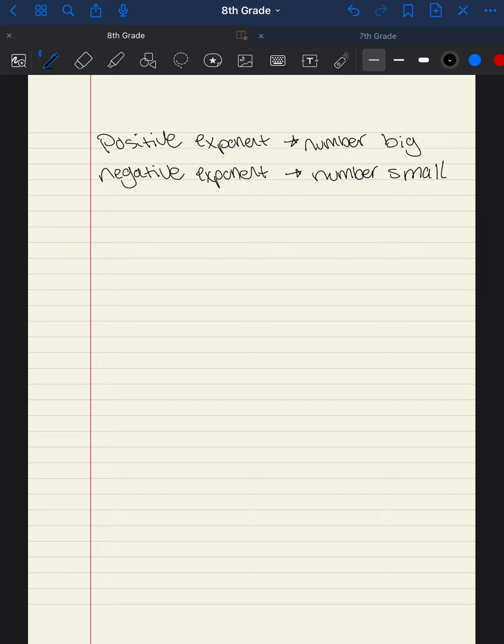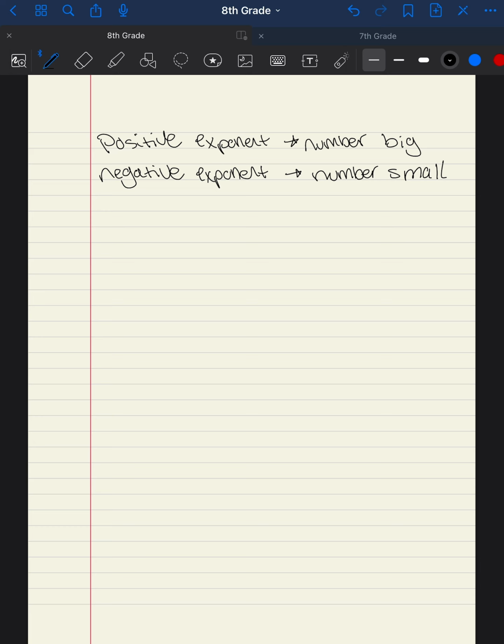Okay, so positive exponent, number big. That's it. Negative exponent, number small. Now, I wrote it in those terms because that's the easiest to remember, speaking like a caveman, basically. Positive exponent, number big. Negative exponent, number small. Easy. Easy in my eyes. Could be easy in yours, but just think of it like that.